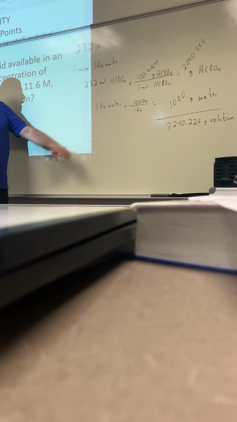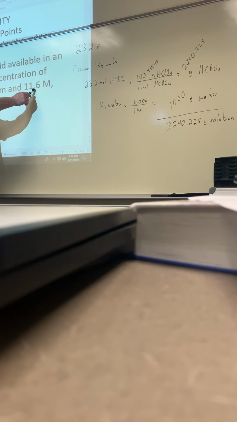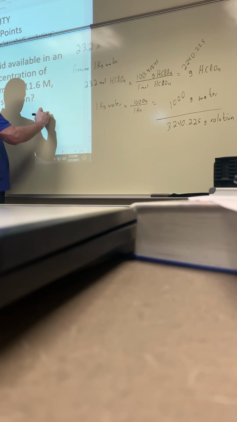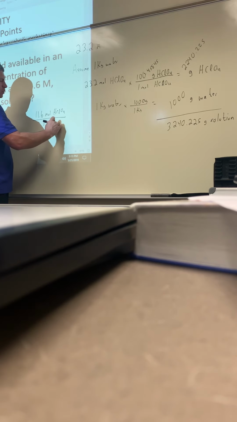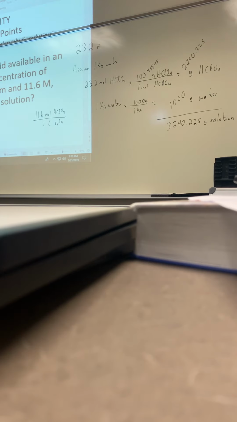What if I say, okay, I have a solution here that is 11.6 molar. That means what? Moles per liter. I have 11.6 moles of HClO4 for every 1 liter of solution. Does that make sense? And this other solution over here, the 23.2 molal, had how many moles in it? 23.2 moles, right? But we don't know how many liters that was in, do we?